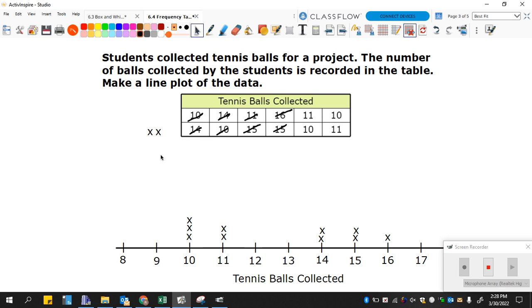And then another 10 and an 11. So 10 and another 11. Okay, so it's easy to see here that once we've done this, there were the most 10s. Next most frequent was the 11s. And then we had several that did 14 and 15, and only one person collected 16. Okay?